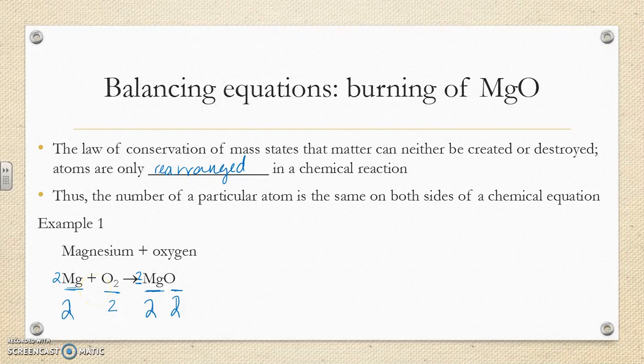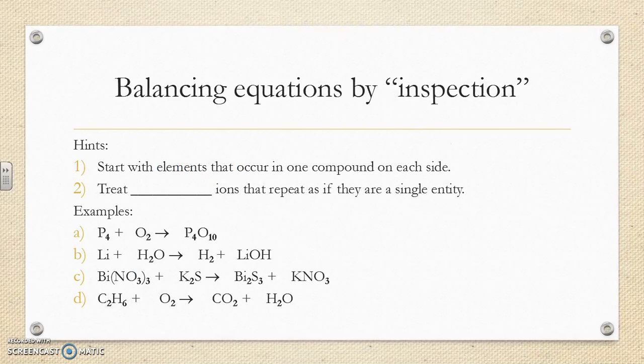Okay, some of them will be this easy and some of them not so easy. But that's okay. All right, so balancing by inspection. That's pretty much what we just did on that one. So how do you do it? Well, you start with elements that occur in 1 compound on each side, right? And you want to treat polyatomic ions as if they're a single entity. And you always want to do single elements last if at all possible.